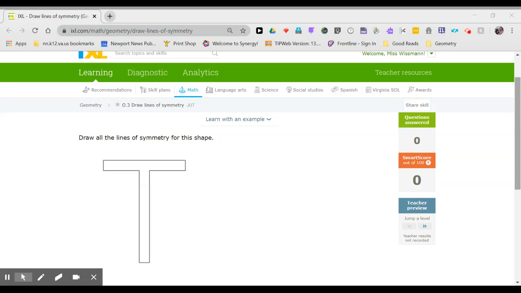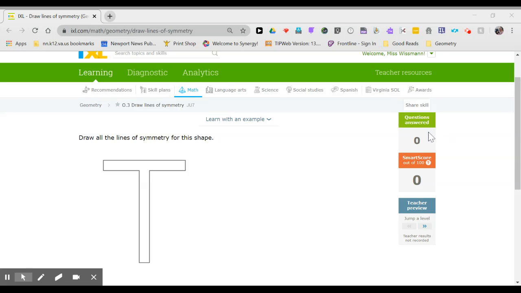In this IXL, they ask us to draw the lines of symmetry for each shape. A quick note about this IXL is you have to be accurate. IXL will count off if you are not exactly in the middle. It's fairly easy to eyeball the middle of each of these, and we're going to talk about when it's not, how to make sure you're right.